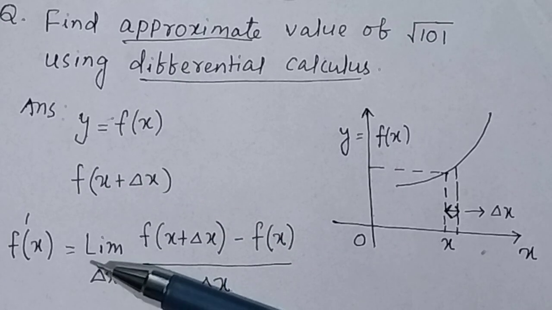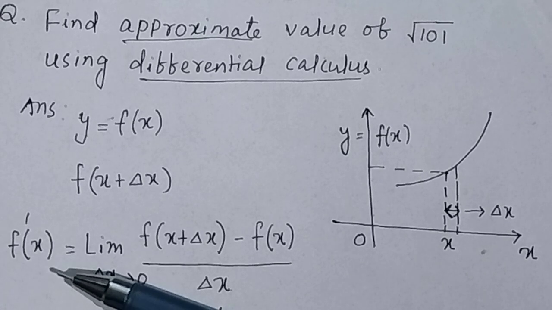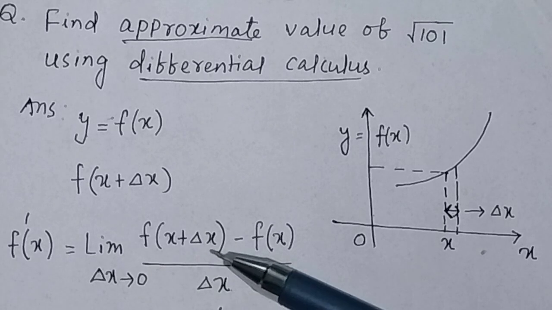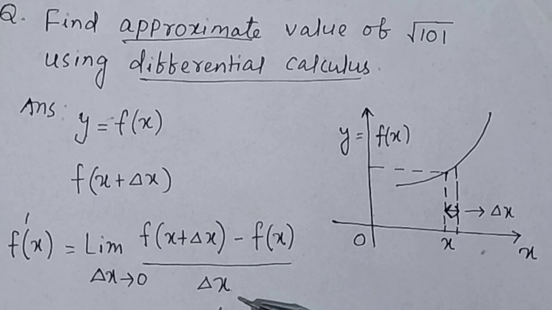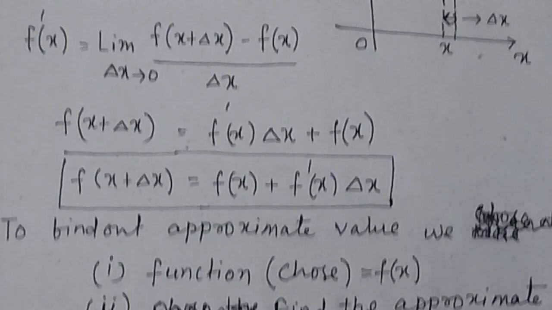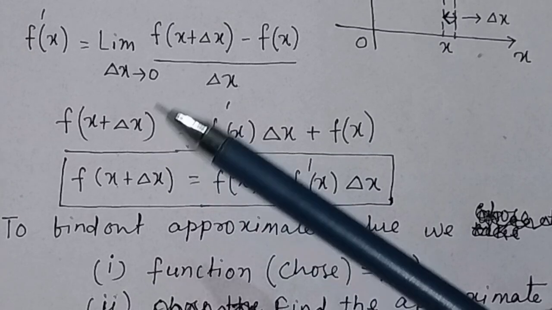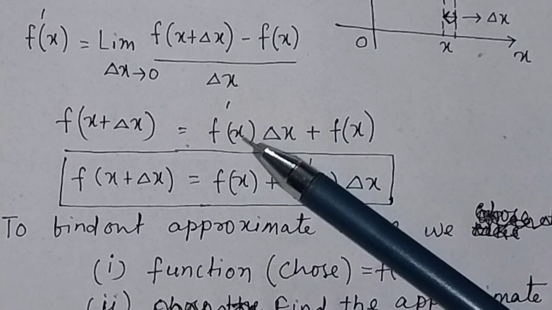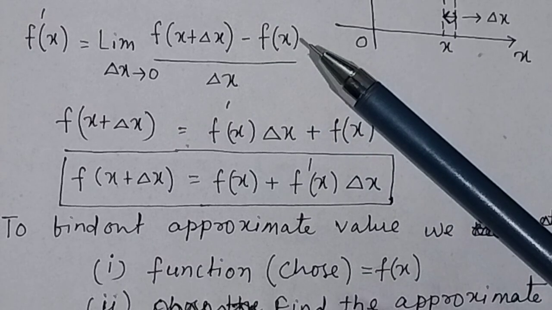use the first principle of derivative. From the first principle of derivative, we know the derivative of a function is equal to the limit of [f(x + Δx) - f(x)], this is the increment of the function, divided by Δx, as Δx approaches 0. So f(x + Δx) - f(x) is approximately f'(x) multiplied by Δx.